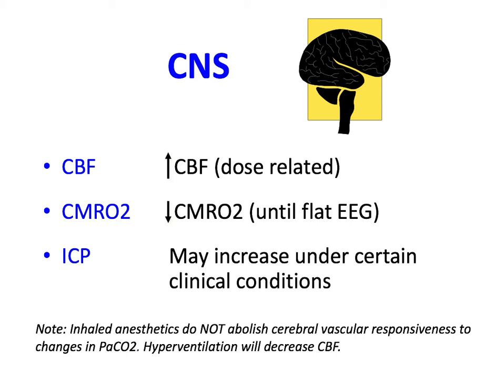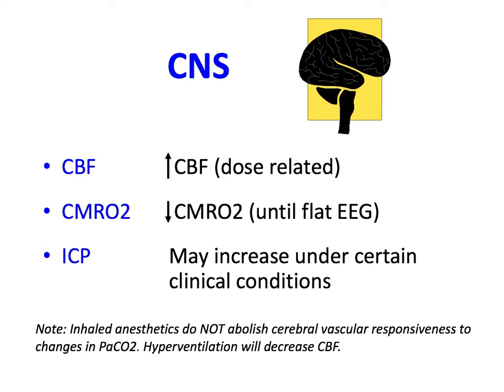The volatile anesthetics are cerebral vasodilators. Just like they vasodilate the systemic circulation and reduce blood pressure, they dilate the cerebral vasculature and actually increase cerebral blood flow in a dose-related manner. So you can see here, metabolism is going down, but cerebral blood flow is going in the opposite direction of increasing. If cerebral blood flow goes up, under some circumstances, intracranial pressure can increase.